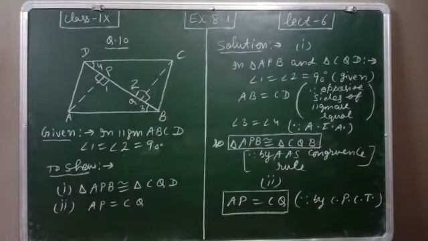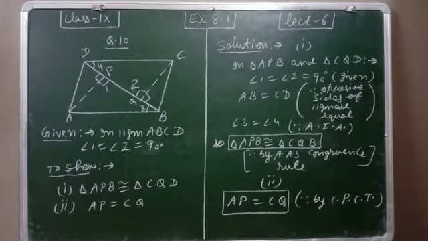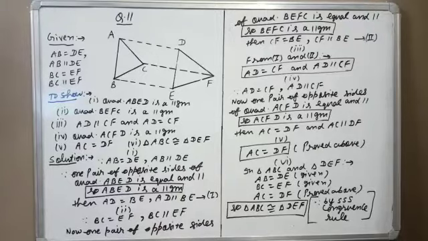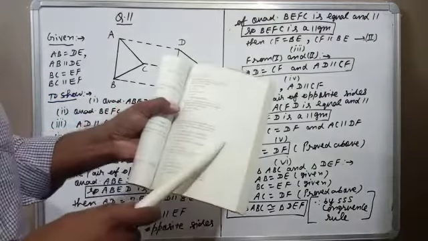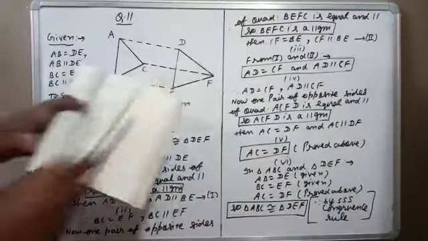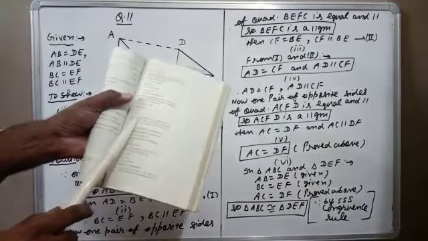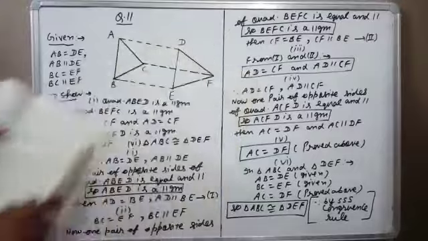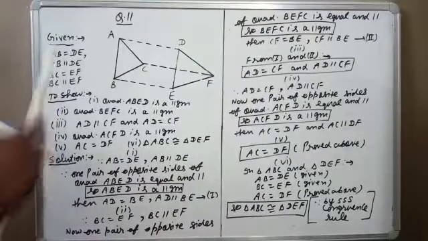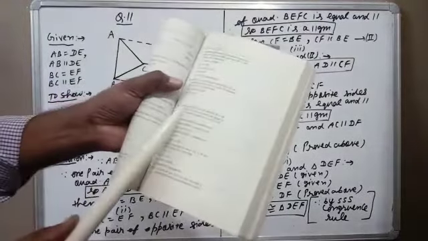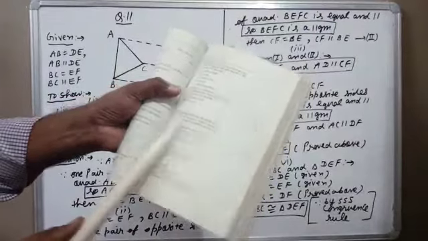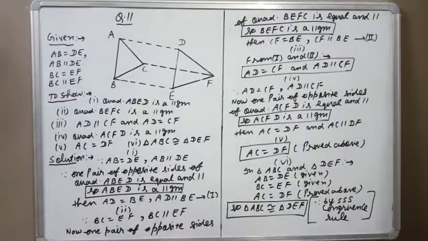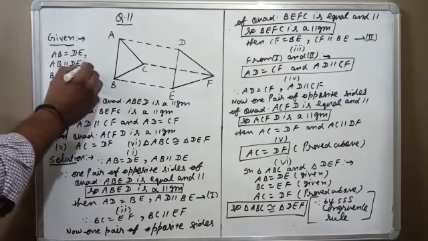Now after this, question number 11. This question is lengthy. This question has 6 parts. So we will draw this figure first. Then we will write given: in triangles ABC and DEF, AB equal to DE, AB parallel to DE. Then BC equal to EF, BC parallel to EF.